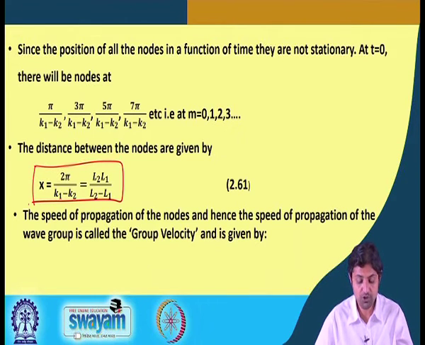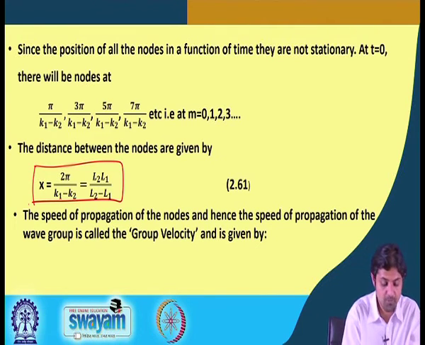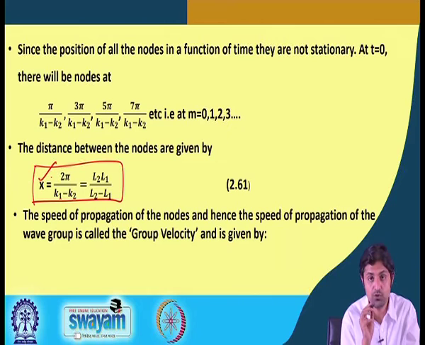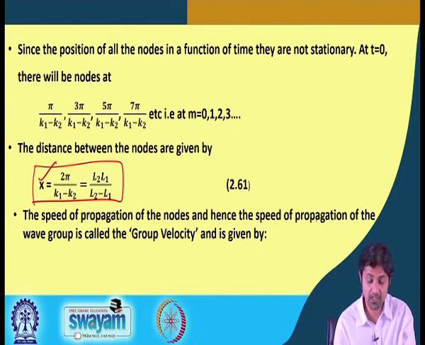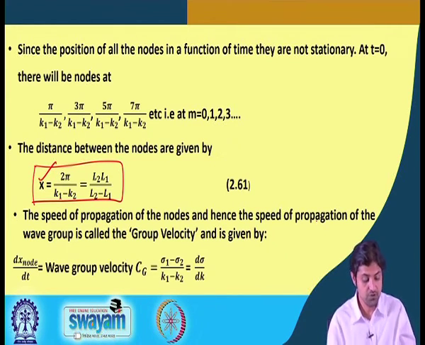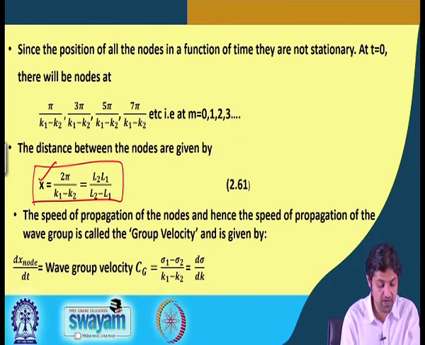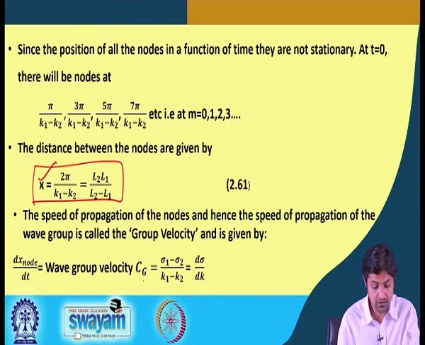The speed of propagation of the nodes, and hence the speed of propagation of the wave group, is called the group velocity. What we have obtained is the distance between the nodes. Now if we find the speed of these nodes, we can find the speed of propagation of the wave group, and this velocity is called group velocity. So dx node by dt is the wave group velocity Cg.